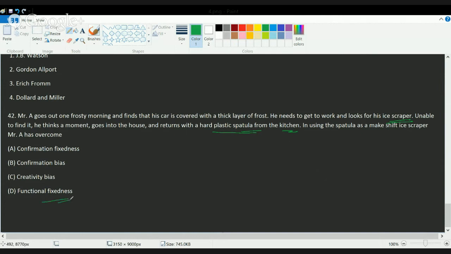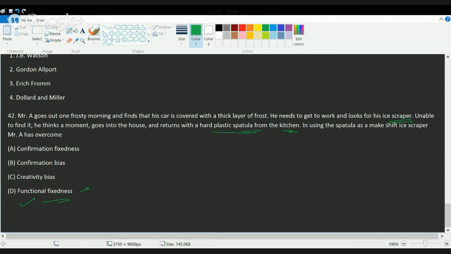Now, what is the concept of functional fixedness? Functional fixedness basically means you have a prior mindset where you understand that there is a certain problem, and this problem can be resolved only by a certain means. You don't try to look beyond that. So your mind is set with a fixed set of solutions for that problem, and when you try to overcome those solutions, we call it overcoming the problem of functional fixedness. Okay, so the correct answer here is D, that is functional fixedness.